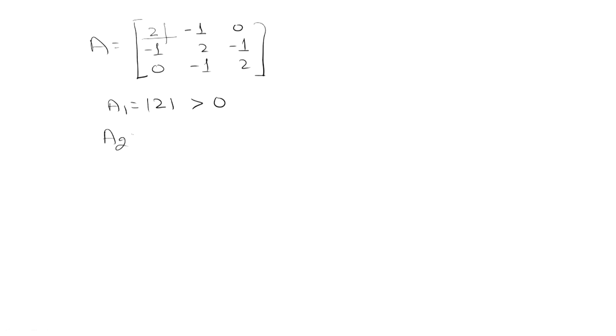Another test is by checking the principal minors. So, the matrix is 2 minus 1 0, minus 1 2 minus 1, and then 0 minus 1 2. Let us take first the minors. A1 is 2, which is greater than 0. Now, check the 2 by 2 minor. This is the determinant of 2 minus 1, minus 1 2. This comes out to be 4 minus 1, which is 3, greater than 0.